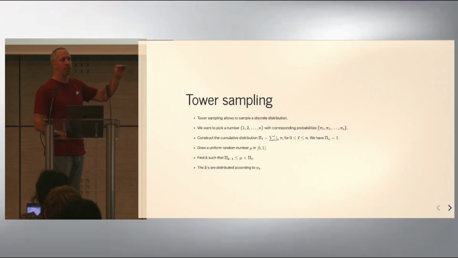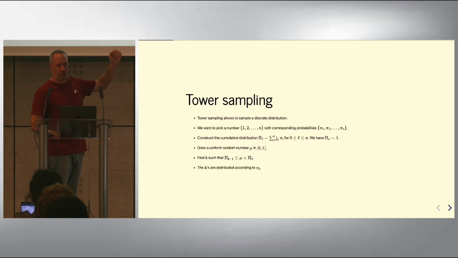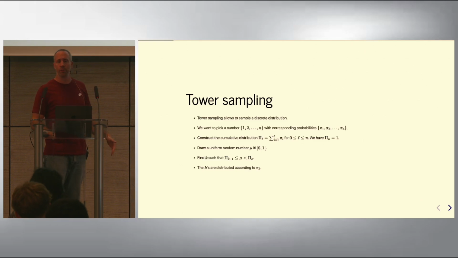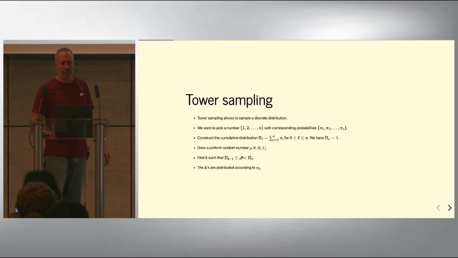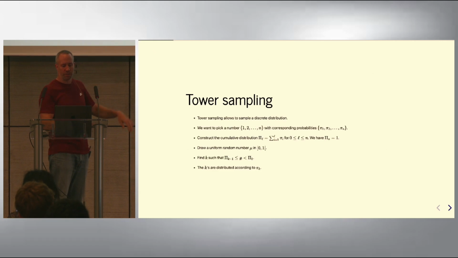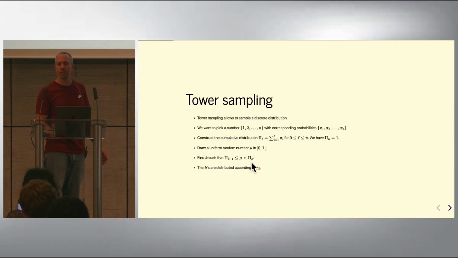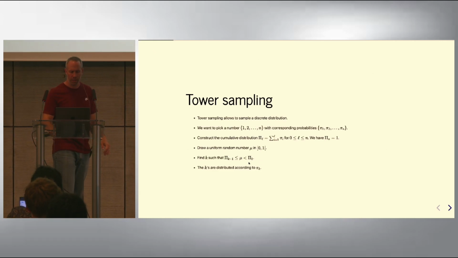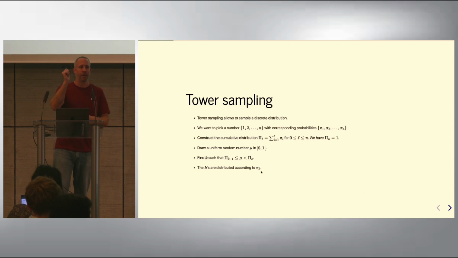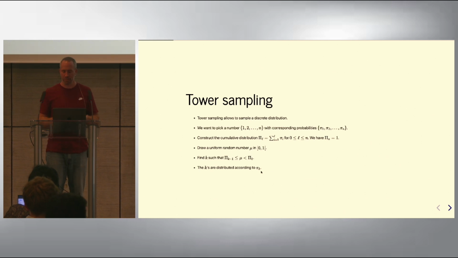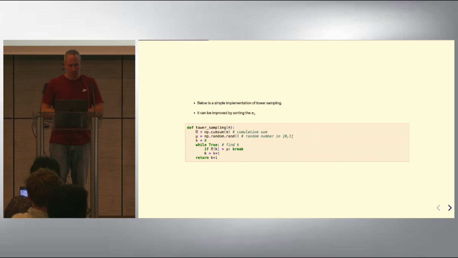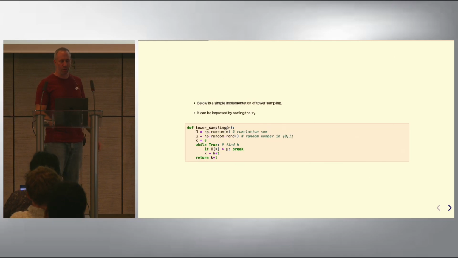Maybe just to write this in mathematics, I start from my probabilities. I construct this cumulative distribution, which is the sum of the probabilities from 0 up to L. I draw a random number mu, and I identify between which 2 cumulative probabilities this falls. This basically tells me in which block I'm falling. Then I find k, and k is the number I'm sampling. So that's quite a simple code to implement.